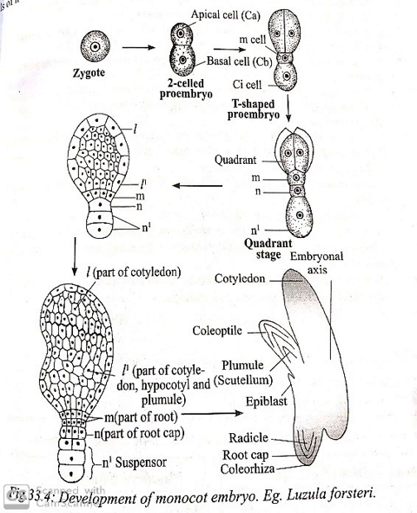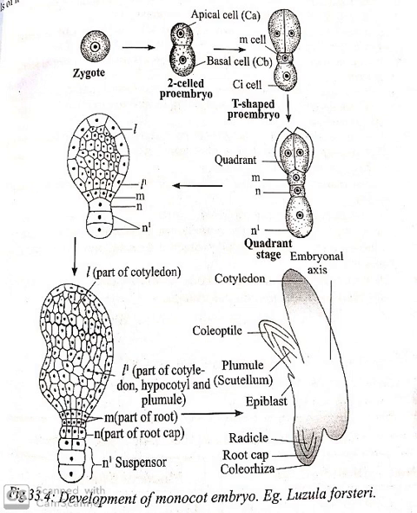The N cell further divides and gives rise to the remaining part of the root cap. The cells of N1 further divide transversely to form the suspensor. The suspensor pushes the embryo down into the endosperm. It is haustorial in function. The embryo of Luzula represents the simplest type of embryo in monocotyledons.